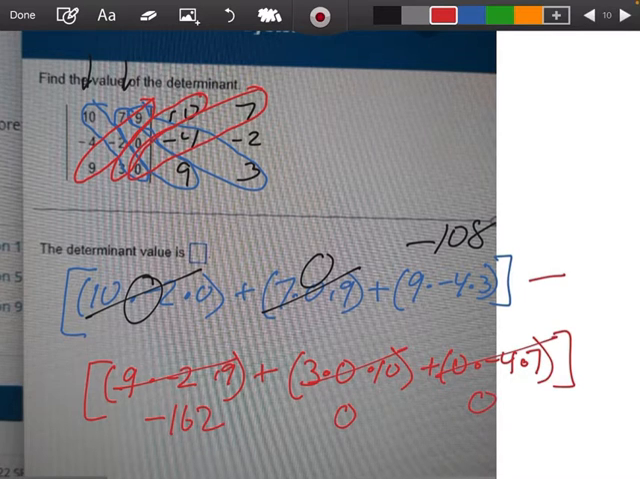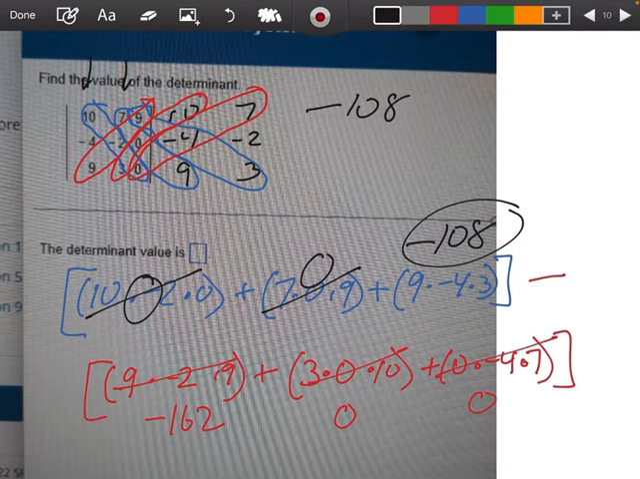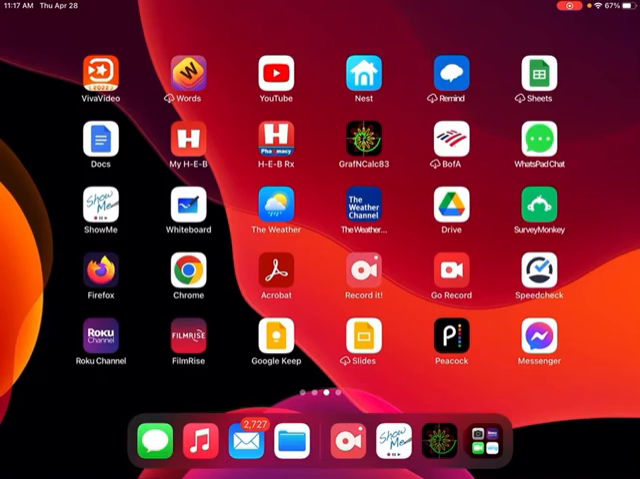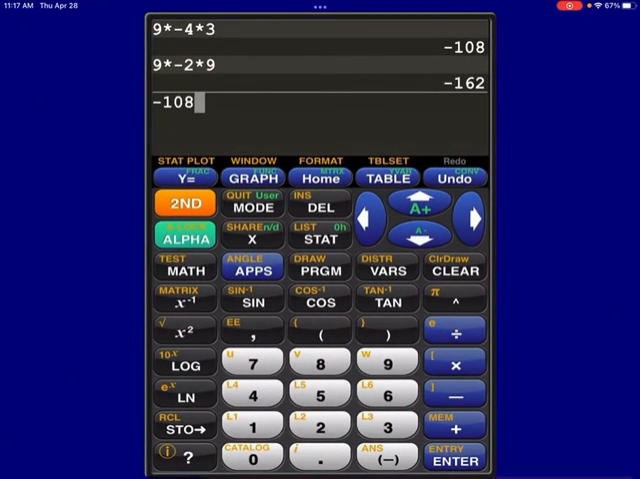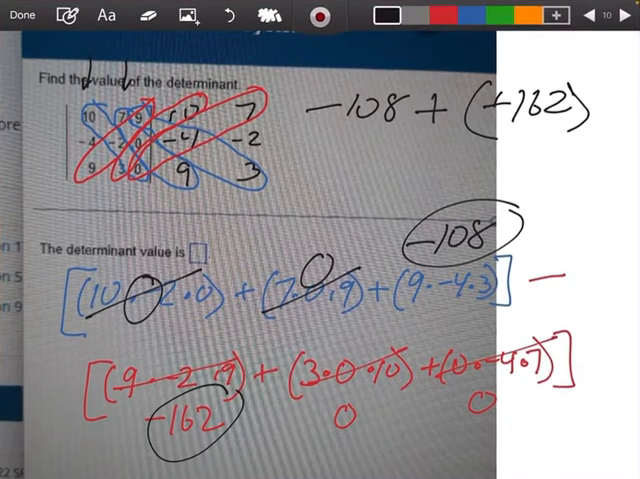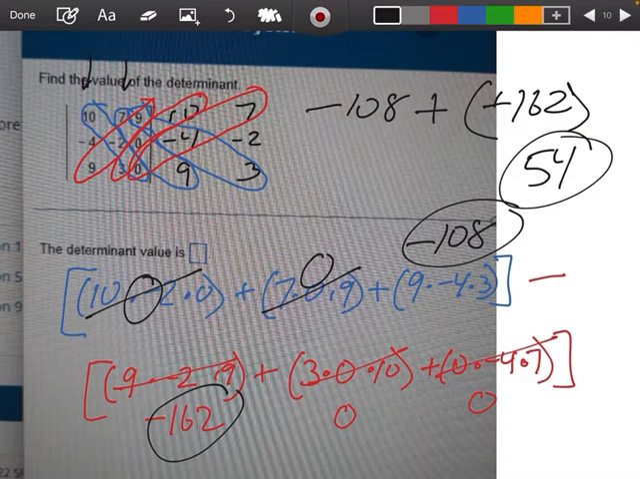So again, I want you to notice what I have. I have a -108 minus a -162. So minus and minus become plus. So let's see. -108 plus 162, 54. So the determinant here, y'all, is giving me the number 54. So this is how I do it by hand, okay? It's a little bit of a process, right? But that's how I do it by hand.